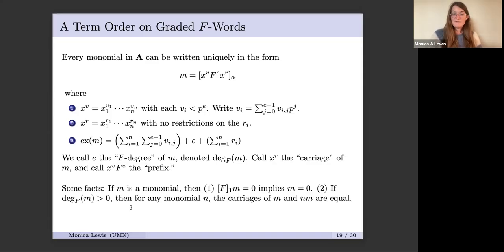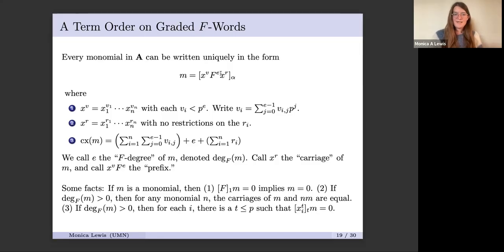Second is that if a monomial has any F's at all, then left multiplication does not change the carriage. So this X to the R part is kind of fixed for all time. You can multiply by whatever you get. It might kill it and you get zero. But if the result is non-zero at all, that X to the R is unchanged. Why is that? Because if something can commute through the F to the E when you multiply, that commutation will drop the complexity below what it's supposed to be in the associated graded and give you zero. So it kind of necessarily has to not change.